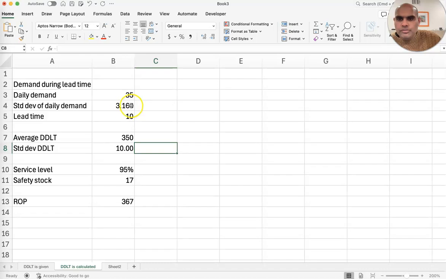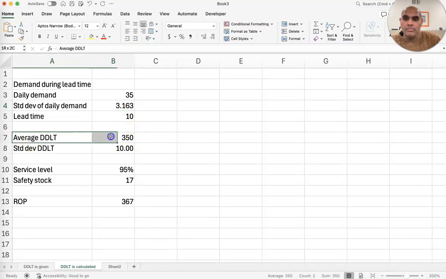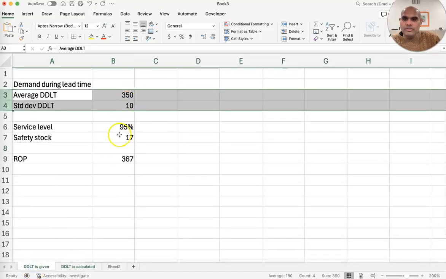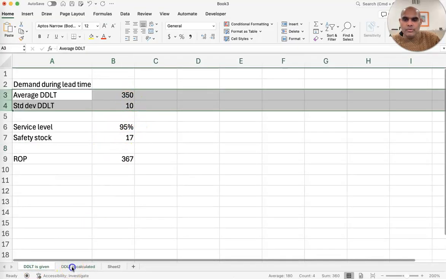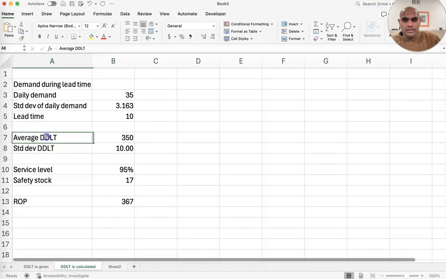So if you assume that standard deviation of daily demand was 3.16, this is given to you. So you're given that daily demand is 35, standard deviation of daily demand is 3.163, and lead time is 10. Using these numbers, you can calculate the average demand for the whole of the lead time and standard deviation of demand for the whole of the lead time. In this case, these numbers were given, so you can calculate the safety stock in a straightforward way. But if the numbers are not given, you first calculate the average and standard deviation for the whole of the lead time, and then use those numbers to calculate the reorder point.